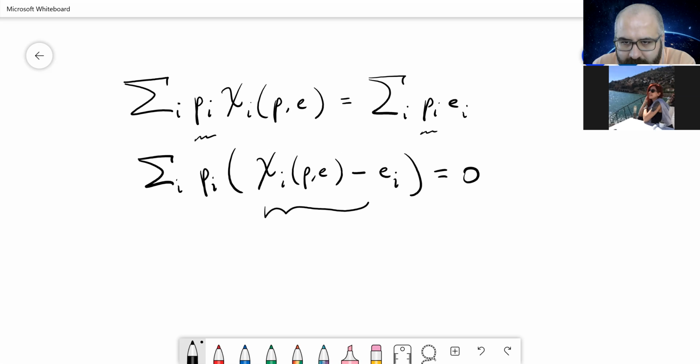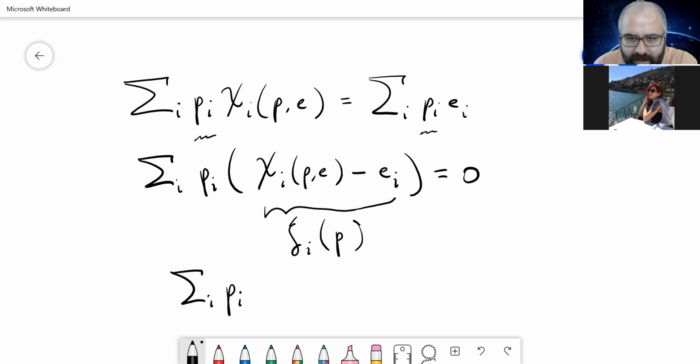Now this thing is the excess demand, or more specifically, we can denote it in this way. Now this becomes the excess demand. So at the end, I have Pi times excess demand, summed over all the commodities, equals 0.